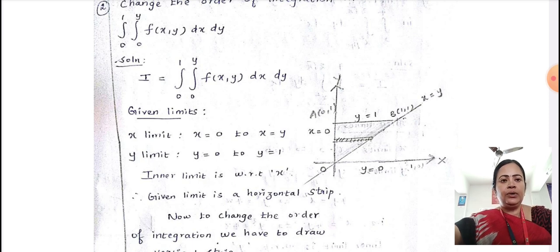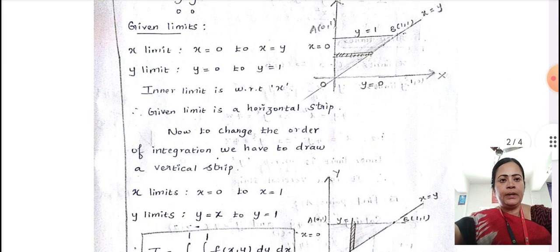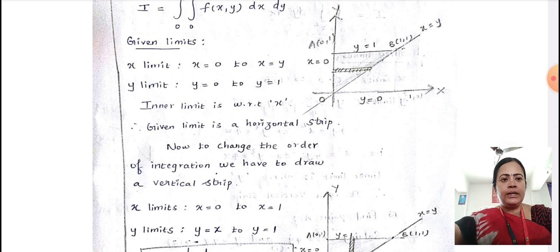So after drawing, you can find the area as O, A and B. O is the point 0 comma 0 and A is the point 0 comma 1, because it meets on the line x equal to 0 and y equal to 1. After solving the equations y equal to 1 and x equal to y, you get the point B as 1 comma 1. So if you want to change the order of integration, you have to change the strip. The given strip is a horizontal strip, so you have to change it to a vertical strip. When you consider the vertical strip, you find the y limit from bottom to top, that is y equal to x to y equal to 1.